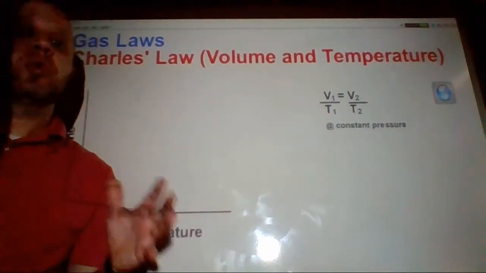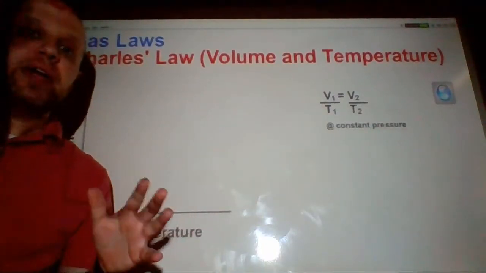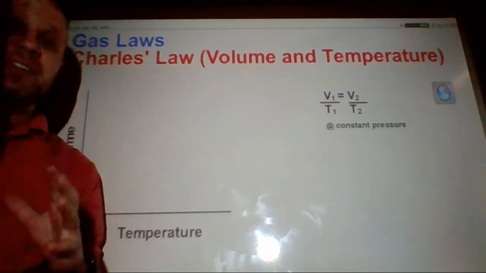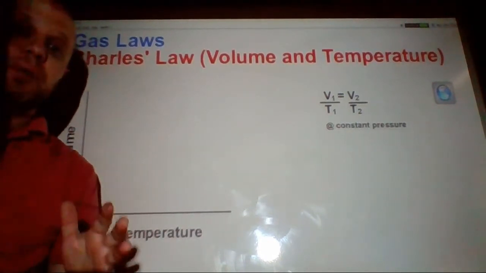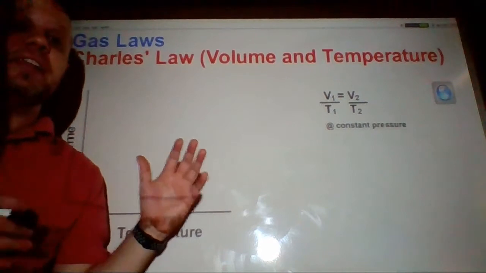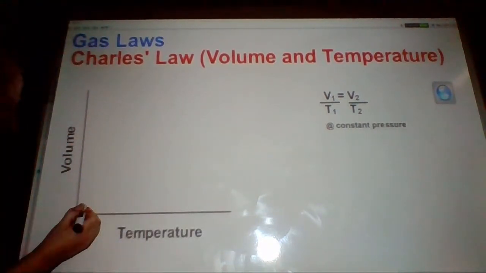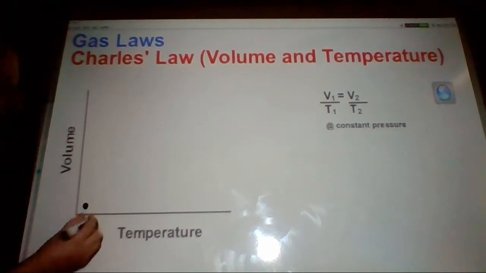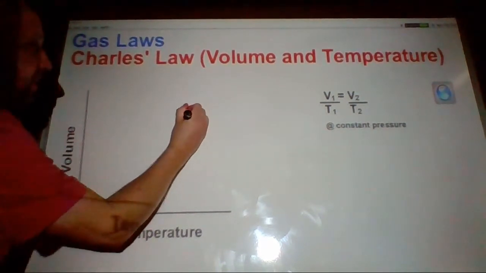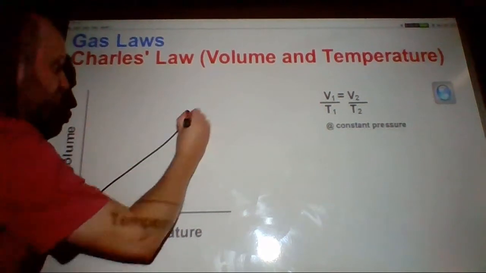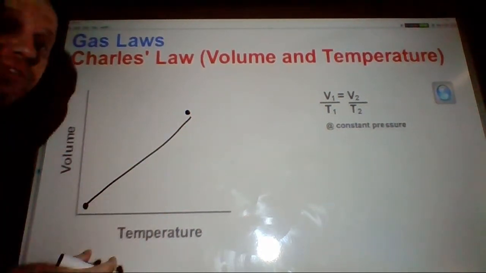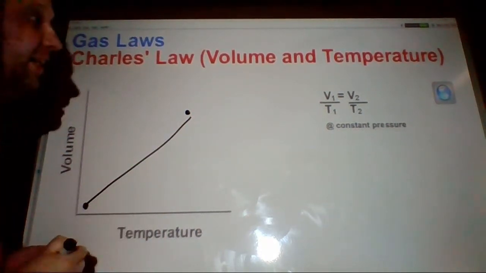Okay, so hopefully everyone understood that video. The takeaway message there was that volume and temperature are directly proportional. This is exactly the opposite of what we saw at Boyle's law. So at low temperatures, the balloon had a small volume. When the temperature went up, the volume of the balloon went up. A straight line like this represents a direct relationship.